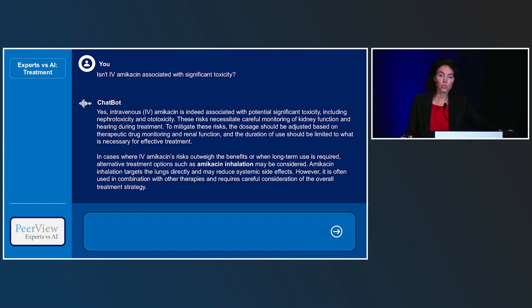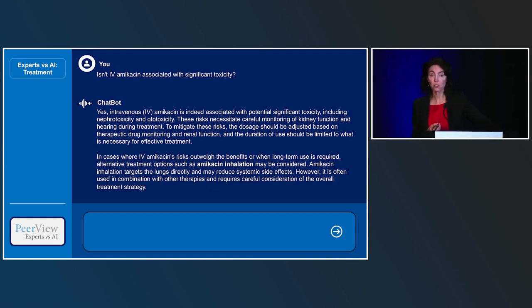That's for sure true. To mitigate these risks, the dosage should be adjusted based on therapeutic drug monitoring and renal function, and the duration should be limited. In cases where IV amikacin risks outweigh the benefits, or when long-term treatment is required, alternate options such as amikacin liposome inhalation suspension may be considered.